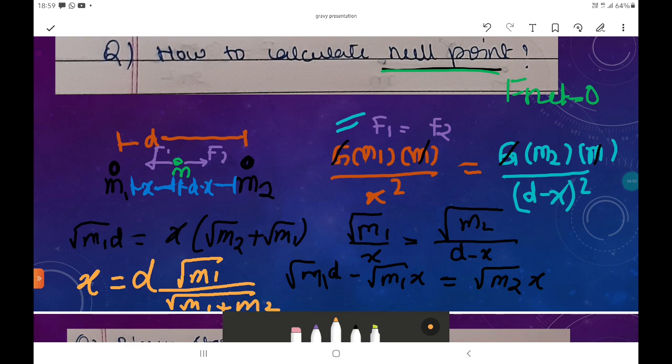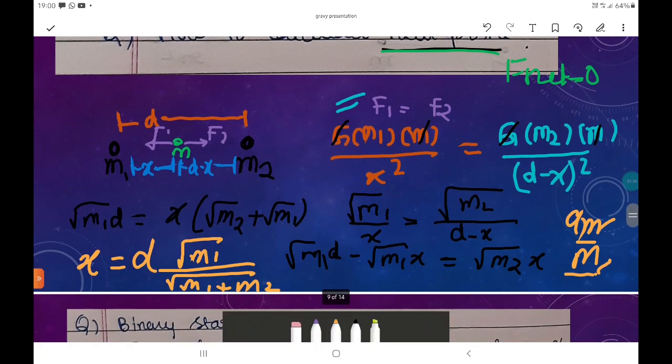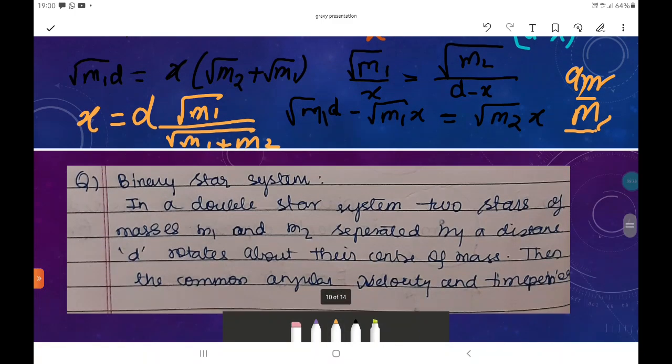So here we have m1 and m2. In the exam, if they give you 9m and m, for example, which value is to be considered as m1 and which as m2 can be a bit of confusion. At that time you can just equalize F1 is equal to F2, or you can consider the smaller mass as m1 and the bigger mass as m2. Then you can proceed with the questions.